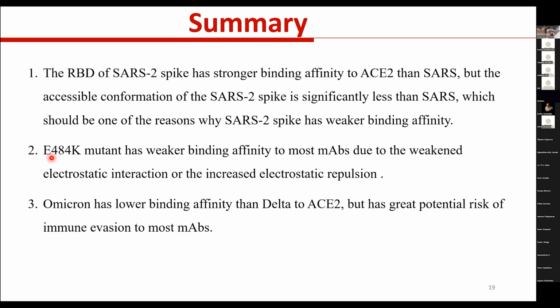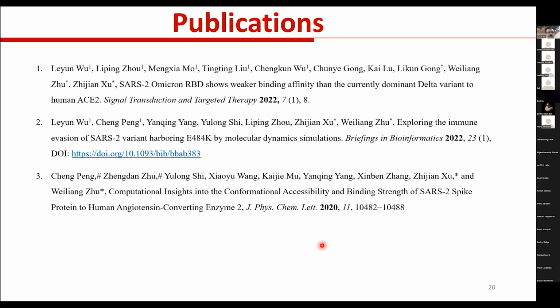And the variant with E484K mutation has weaker binding affinity to most monoclonal antibodies due to the weakened electrostatic interaction, which may lead to high immune evasion risk. And Omicron has lower binding affinity than Delta to hACE2, but it has greater potential risk of immune evasion to most monoclonal antibodies. And some publications show it.